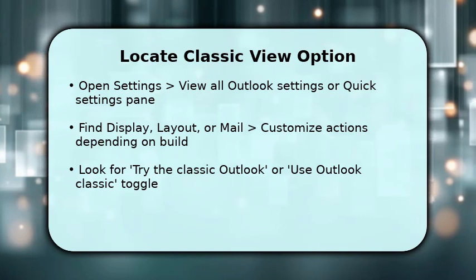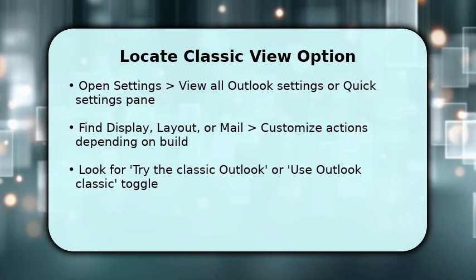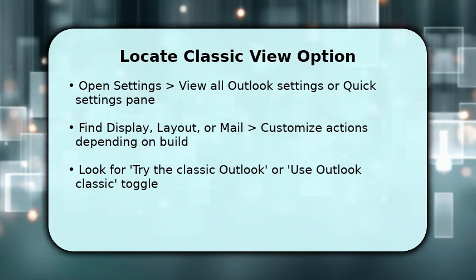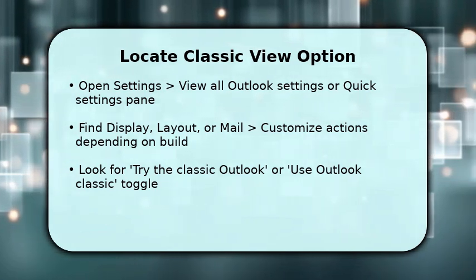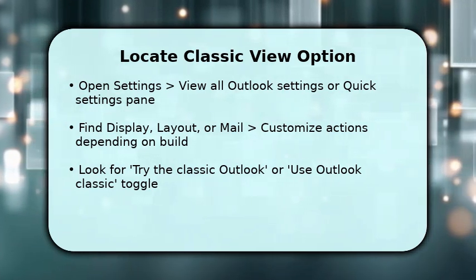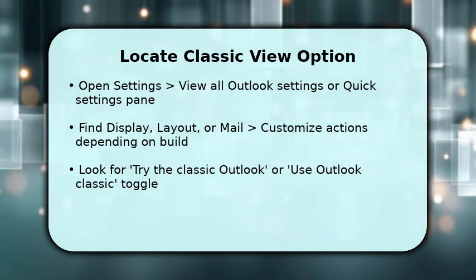Next, navigate settings and choose View All Outlook settings if you see it, otherwise use Quick Settings. Once in, go to Mail then Layout or Display because Microsoft moves the toggle between builds. You're hunting for the Try the Classic Outlook or Use Outlook Classic option. If present, it's a single switch. Flip it to Classic and apply changes.